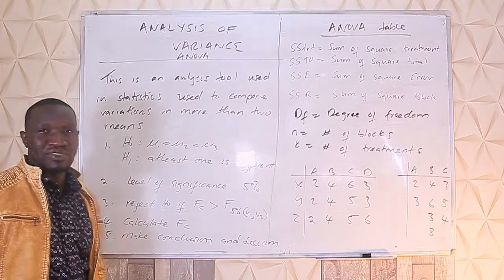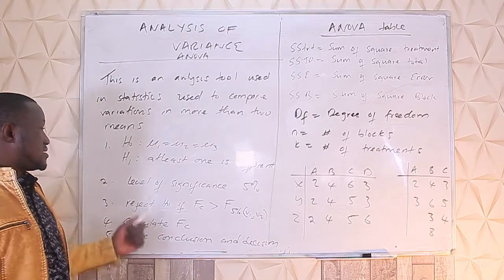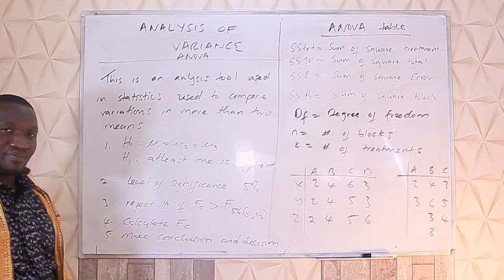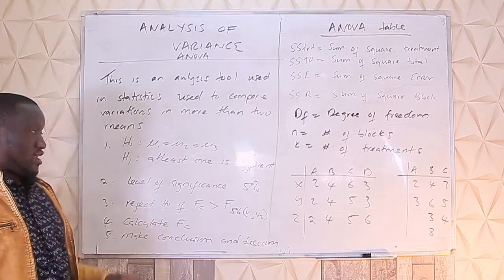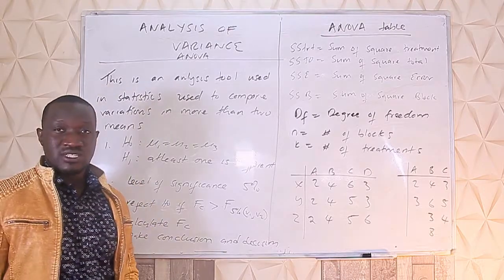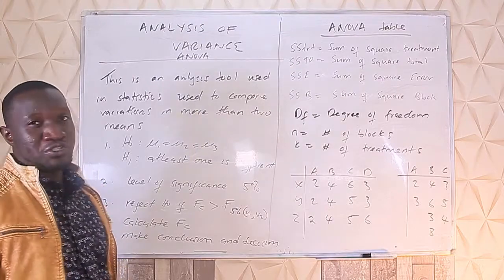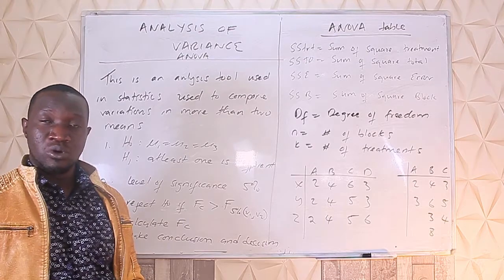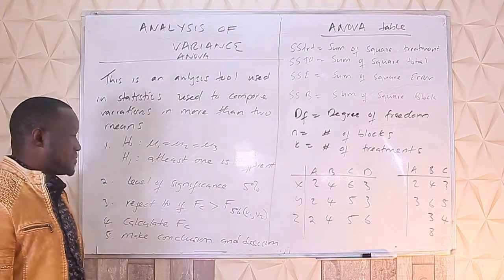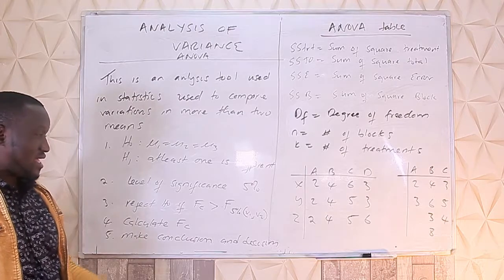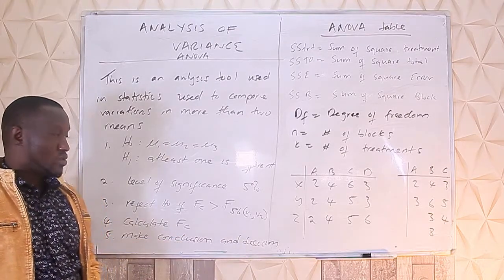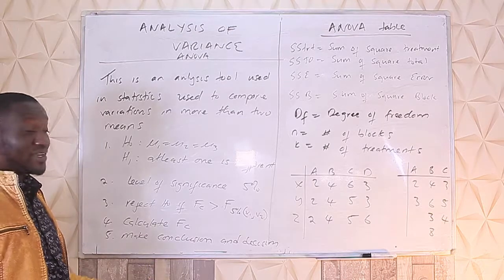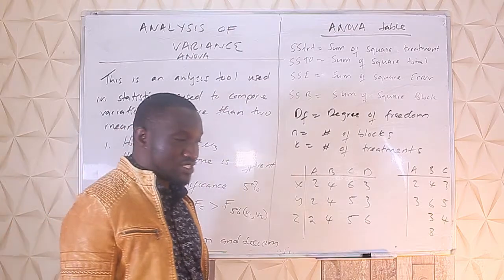Our second step in hypothesis testing is stating our level of significance. So the level of significance will be 5%, which is 0.05, and the ANOVA table uses what we call the F distribution table. I'll take you through how to read the F distribution table closely. The third step is that of determining our rejection region based on the statistical reading. Then we go to calculating our F calculated and making a conclusion and a decision based on the readings.